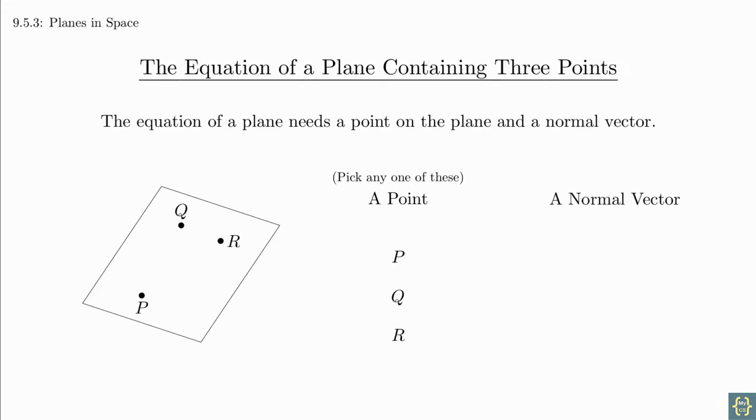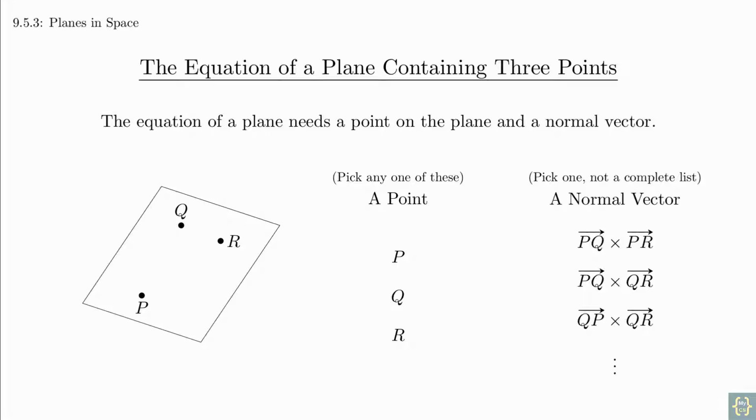How can we get a normal vector to the plane? By taking the cross product of any two vectors that lie on that plane. This is because the cross product of two vectors is orthogonal to both of the vectors you started with. With these 3 points, you can make 6 different vectors that lie in the plane: PQ, PR, QP, QR, RP, and RQ. And as long as you pick 2 that aren't parallel to each other, you can take the cross product to get a normal vector. Once you make these calculations, you just plug it into the formula.